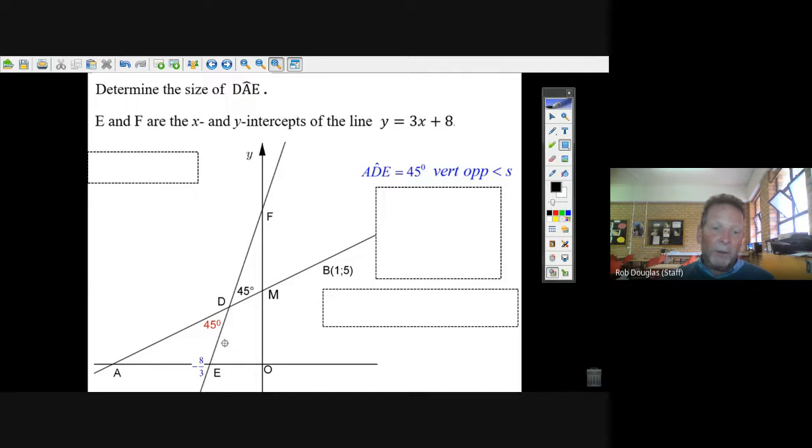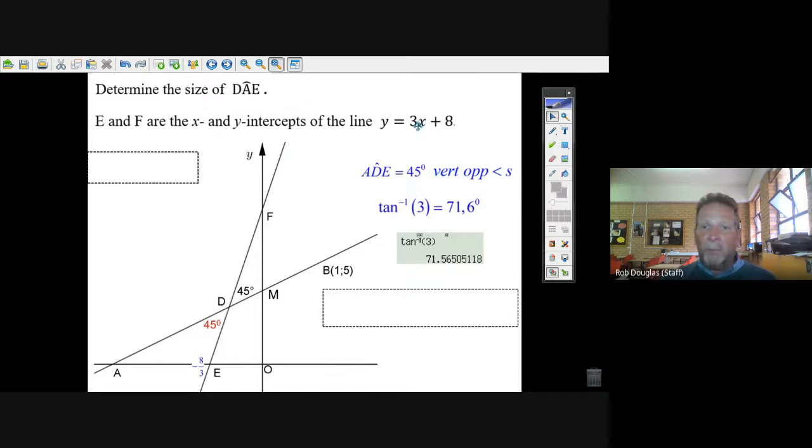Well, that angle is called an angle of inclination. And if we have the gradient of this line, we could ask our calculators what the angle of inclination is. We just go shift tan, and it works. Do we have the gradient? Yes, we do. It's the number in front of x. You just have to learn it. The number in front of x is the gradient. So if we go shift tan of the gradient, we get 71.6 degrees. That's the angle of inclination.